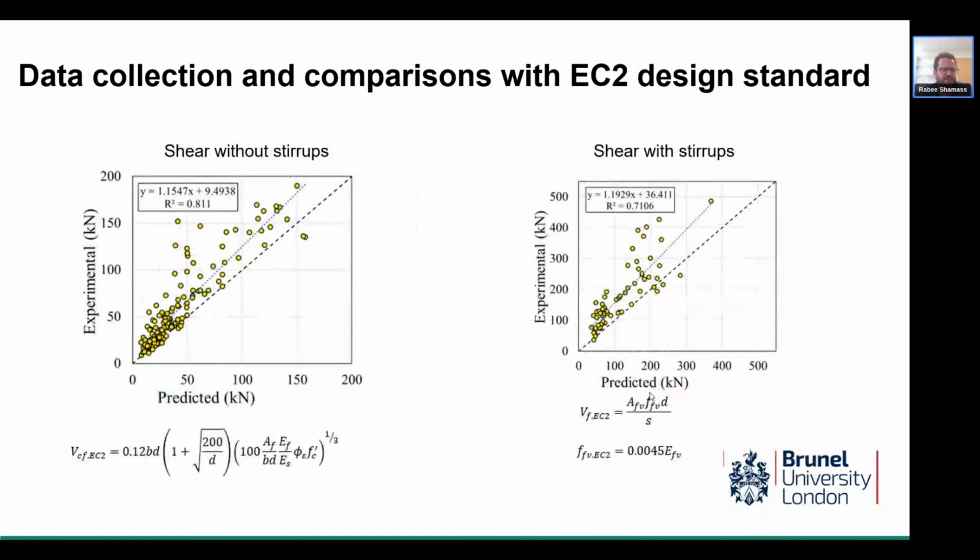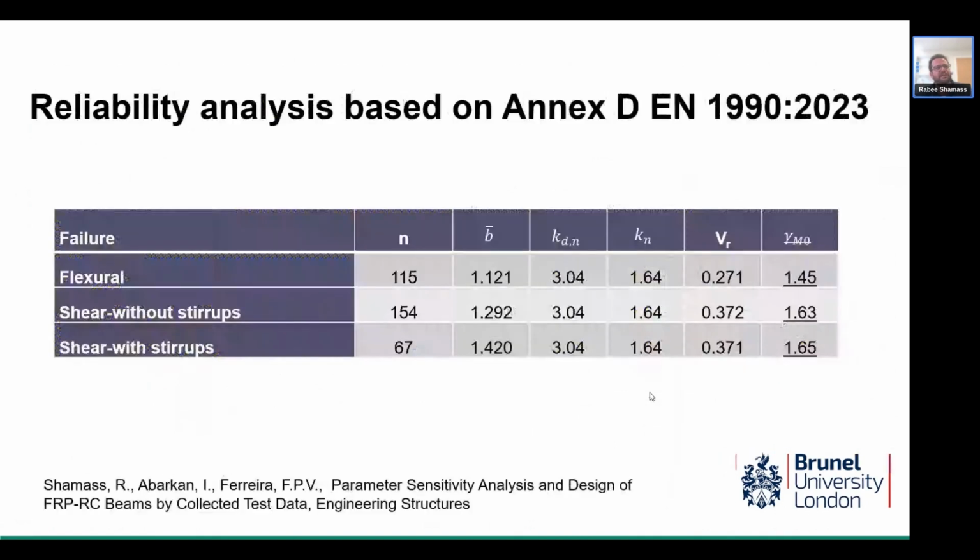Similarly, we compare the shear capacity with and without using stirrups with experimental data. We assume that the FRP stirrups contribution is such that the stress in the stirrup reaches about 0.45% times the elastic modulus, which means the strain in the stirrups is around 0.45%. And you can see it's not a very good correlation with this equation. So we have to conduct some kind of reliability analysis.